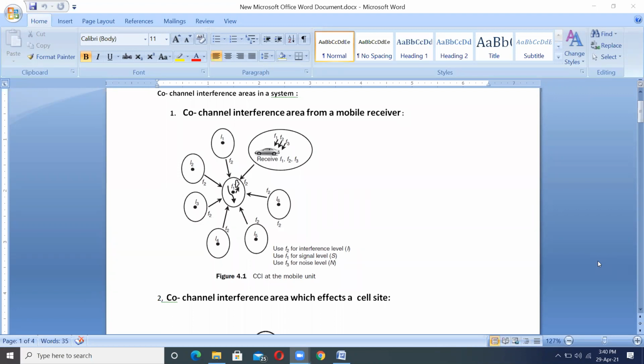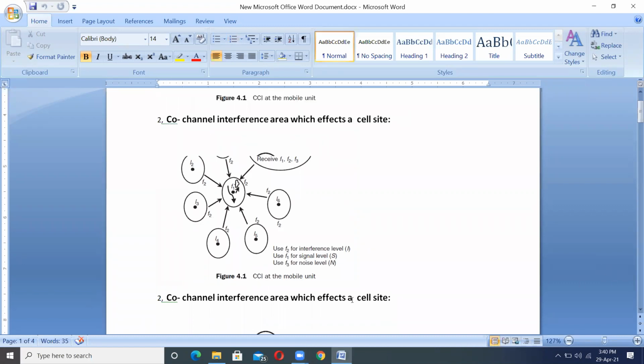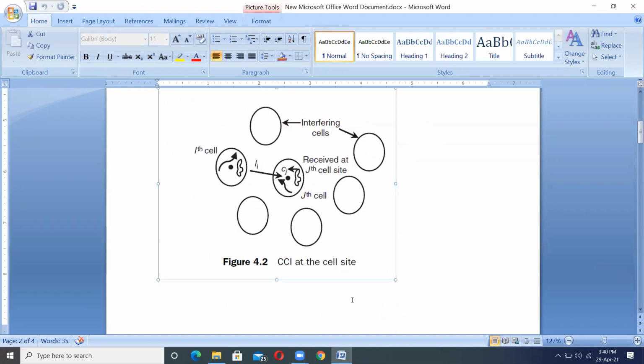Another one is the co-channel interference area which affects the cell site. In the cell site, there are two interfering cells here. Yeah, there are two interfering cells here. By using this, the co-channel interference area will be found at the cell site.